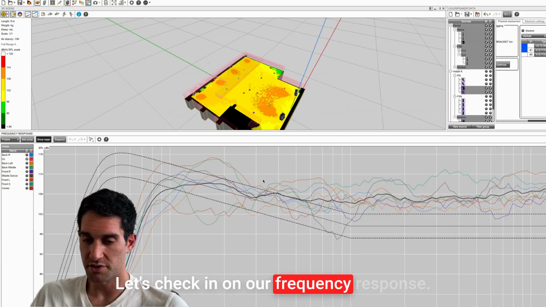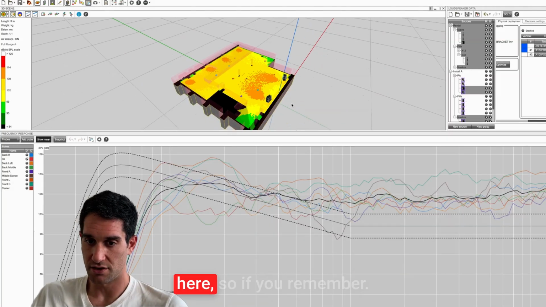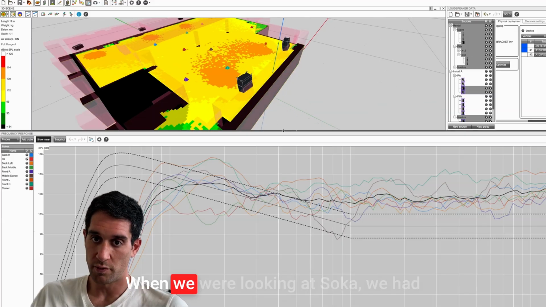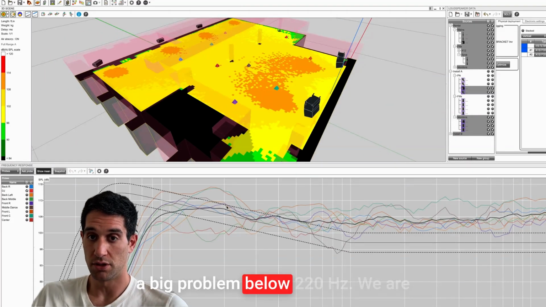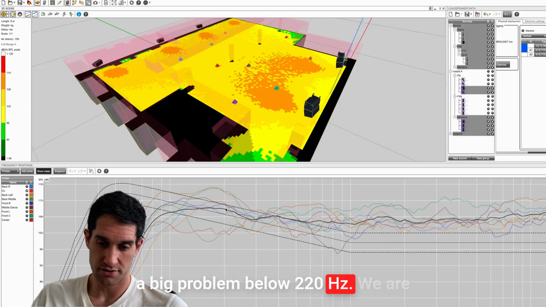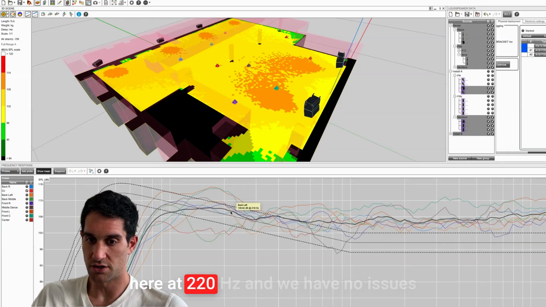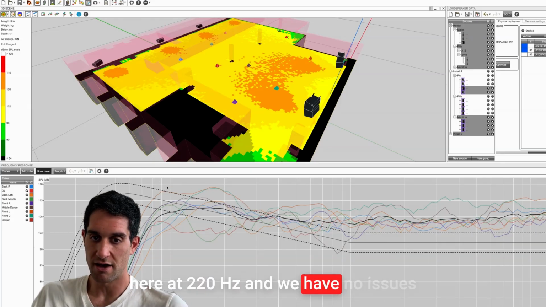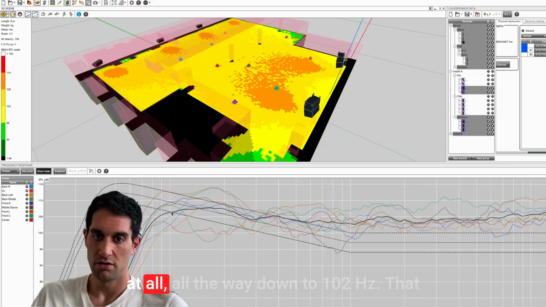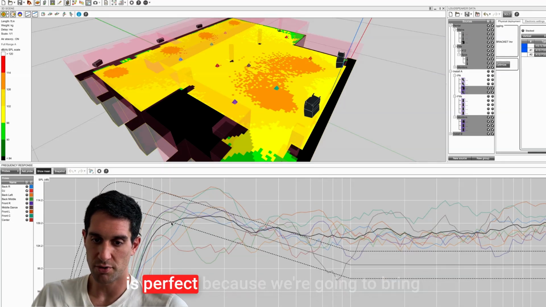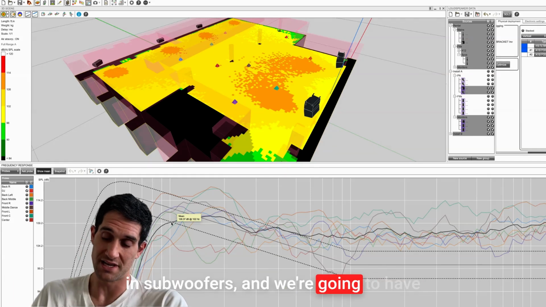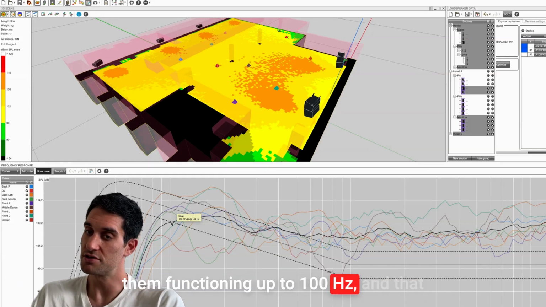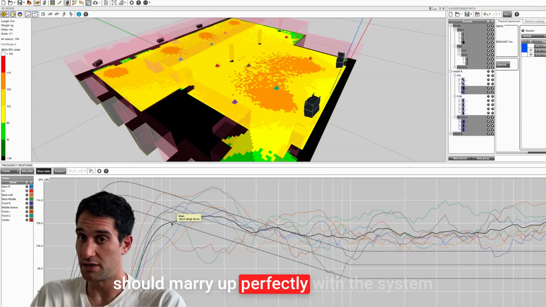Let's check in on our frequency response. I like what I'm seeing here. So if you remember when we were looking at Soka, we had a big problem below 220 hertz. We are here at 220 hertz and we have no issues at all the way down to 102 hertz. That is perfect because we're going to bring in subwoofers and we're going to have them functioning up to 100 hertz, and that should marry up perfectly with the system.